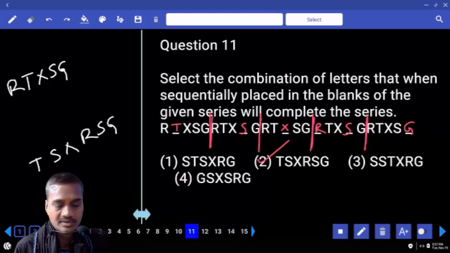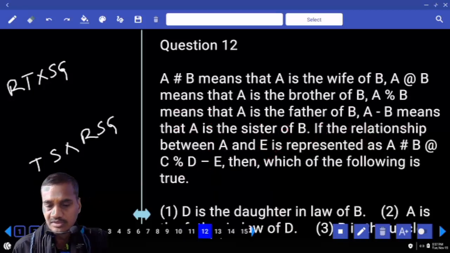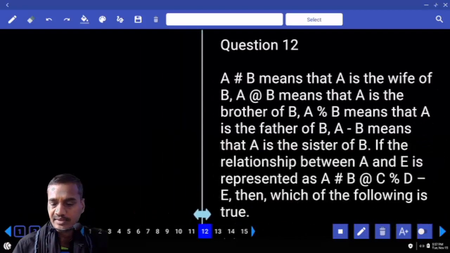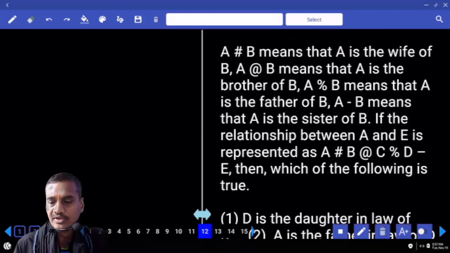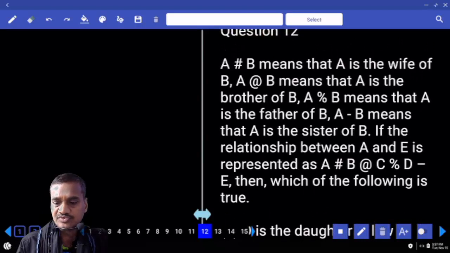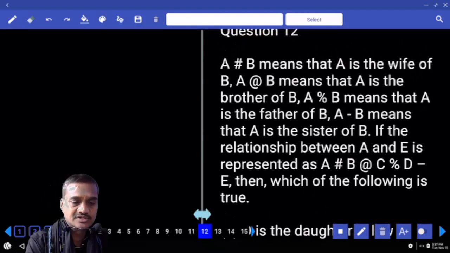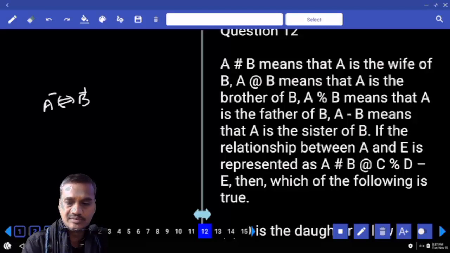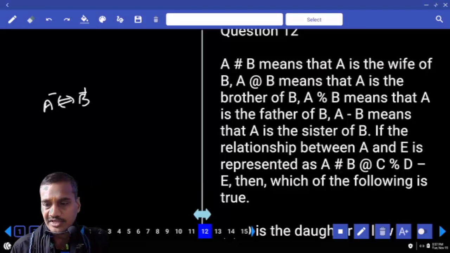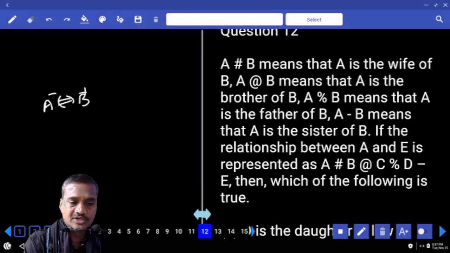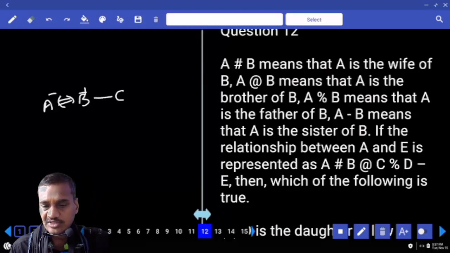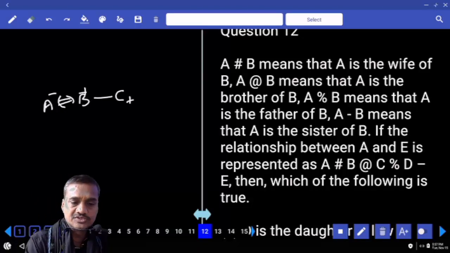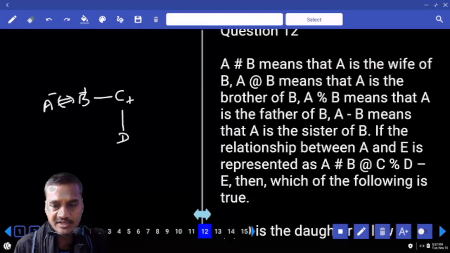Clear? The next one, question number 12. Now this 12th one is based on blood relations. Which of the following is true? A hash stands for A is the wife of B, isn't it? Hence A is a female and B is a male. B at the rate of means brother, so B is the brother of C. And C percentage means C is the father of D.